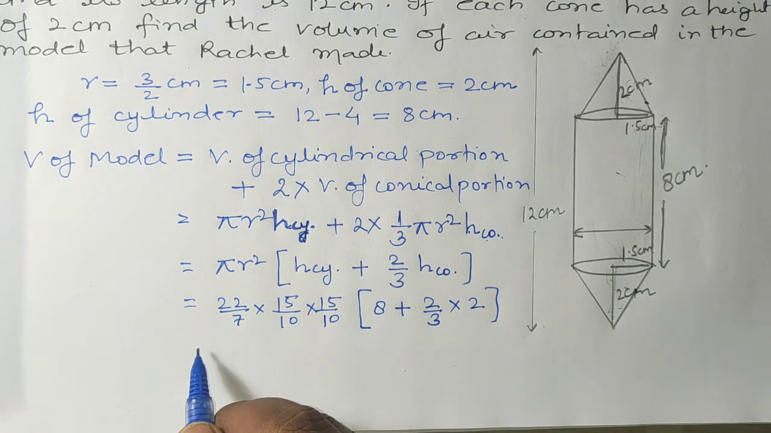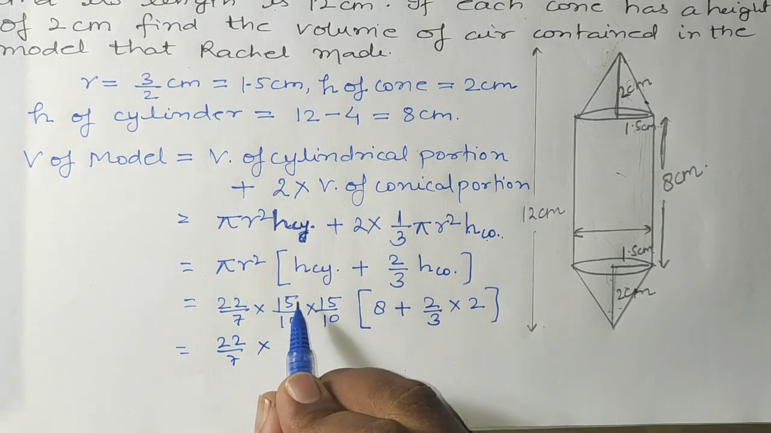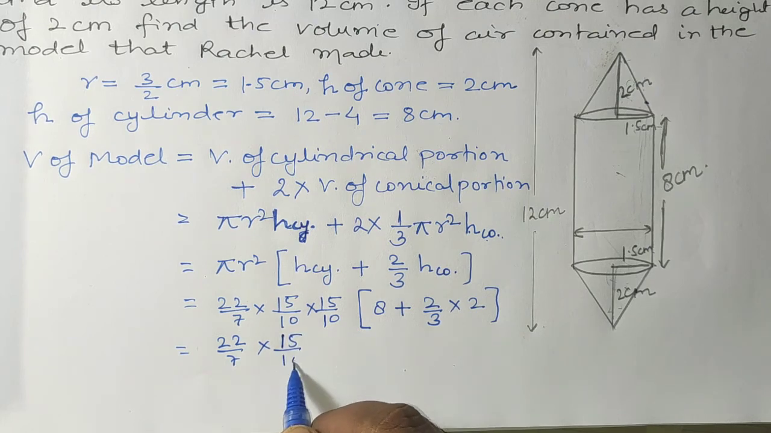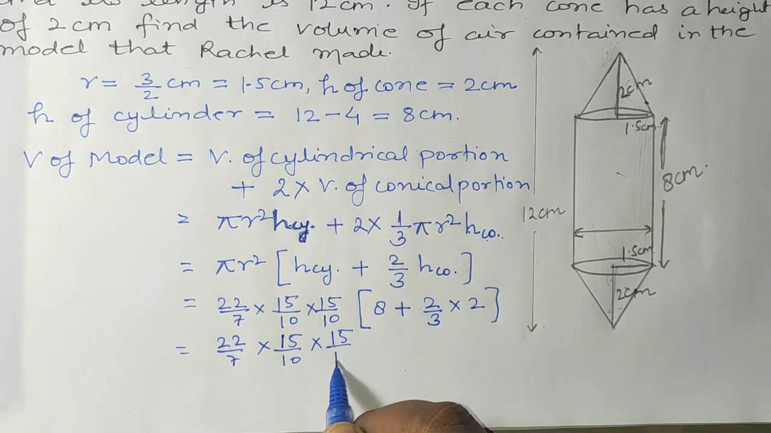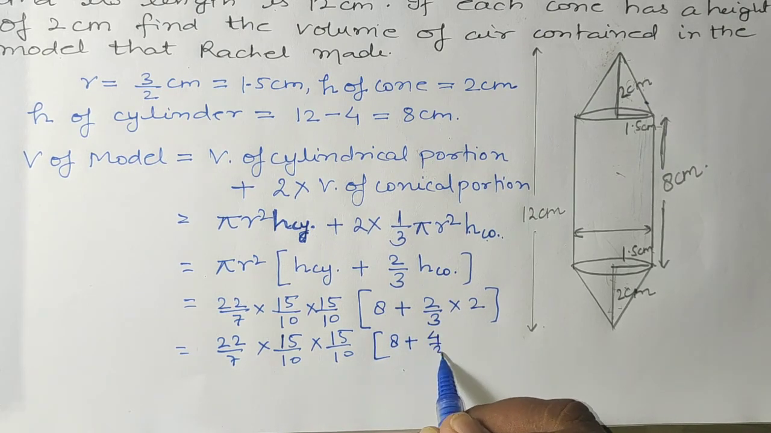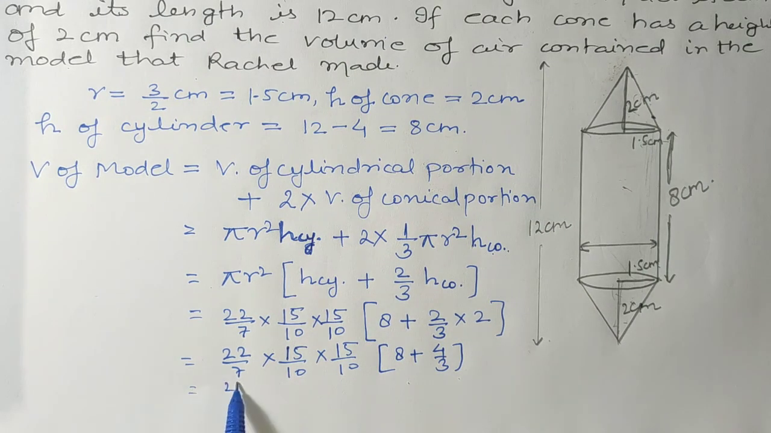Okay, so after solving it, what will you get? 22 by 7 into 15 upon 10 into 15 upon 10, and here it is 8 plus 4 upon 3. Solve it. 8 threes are 24, 24 plus 4, 28 by 3.